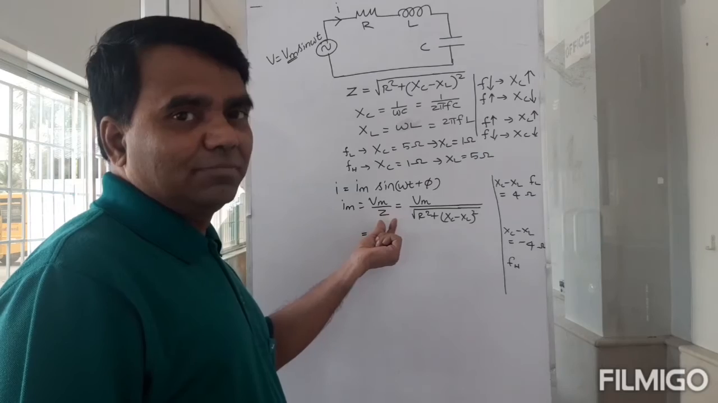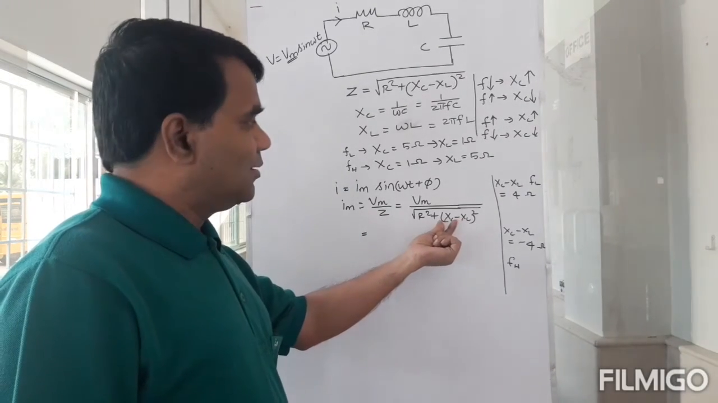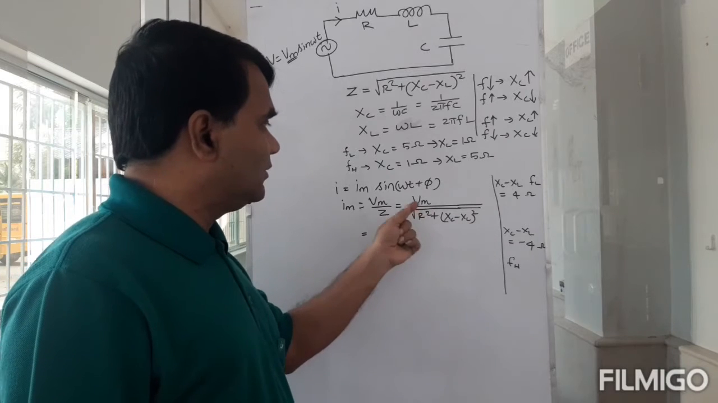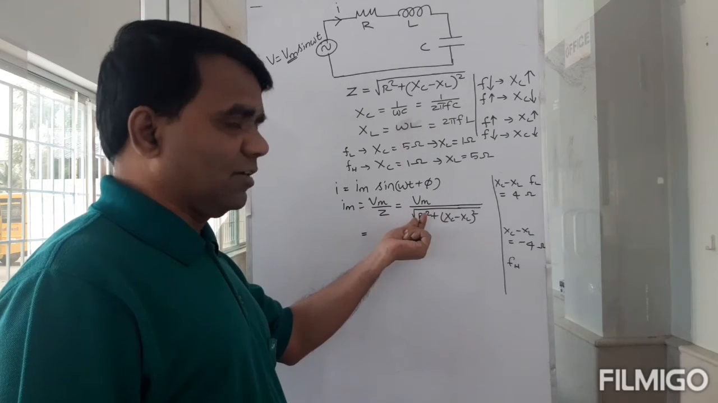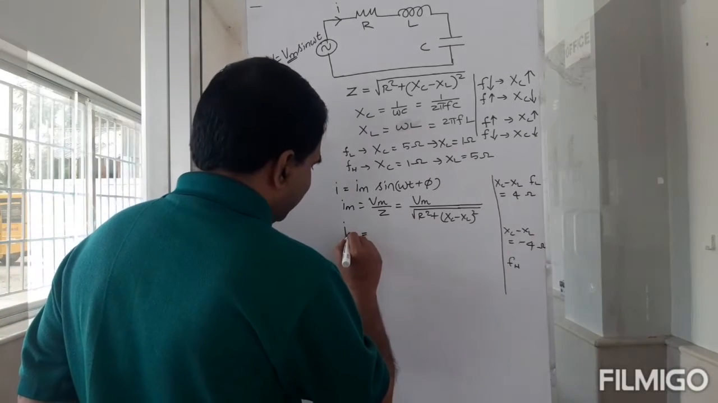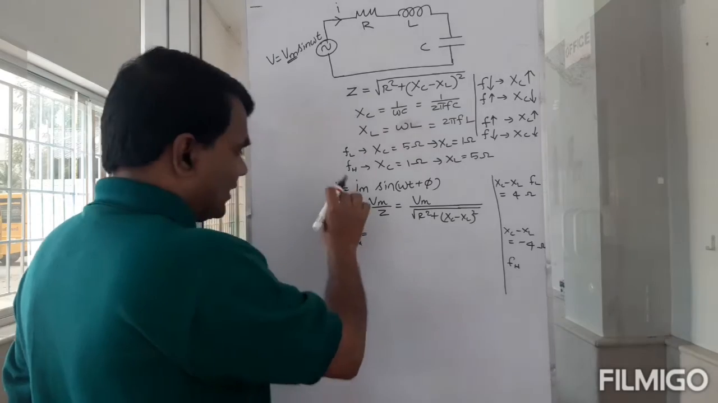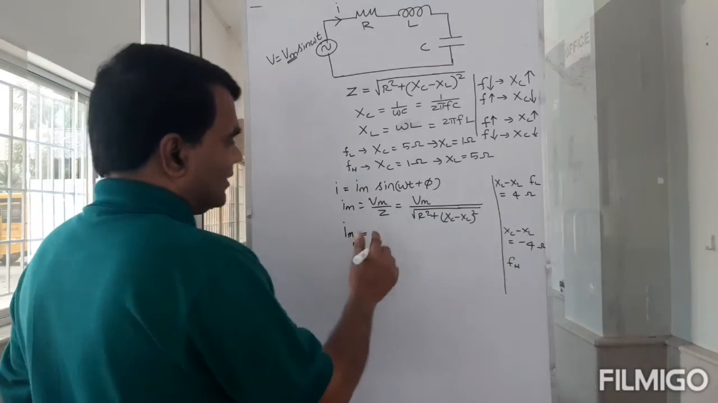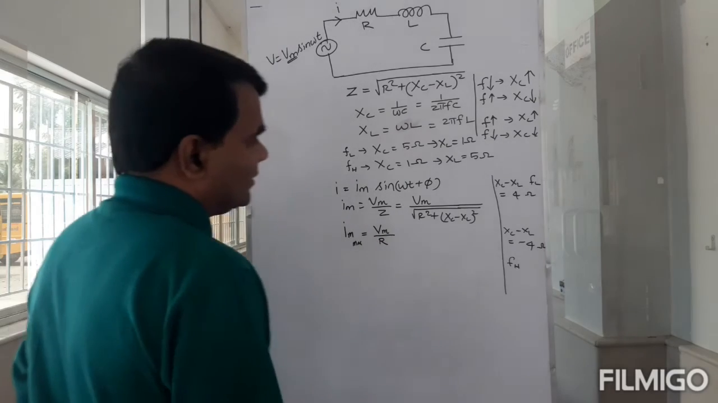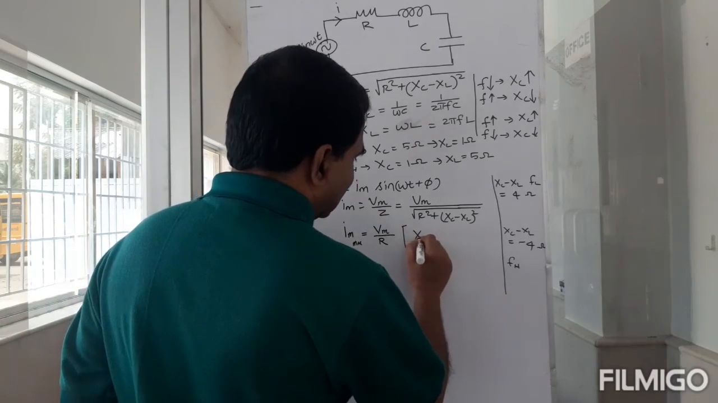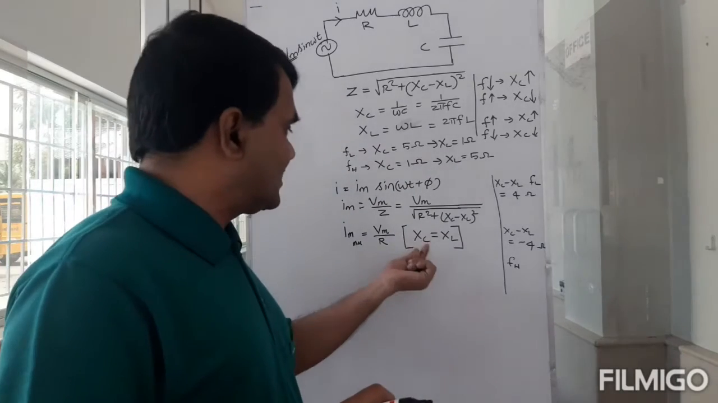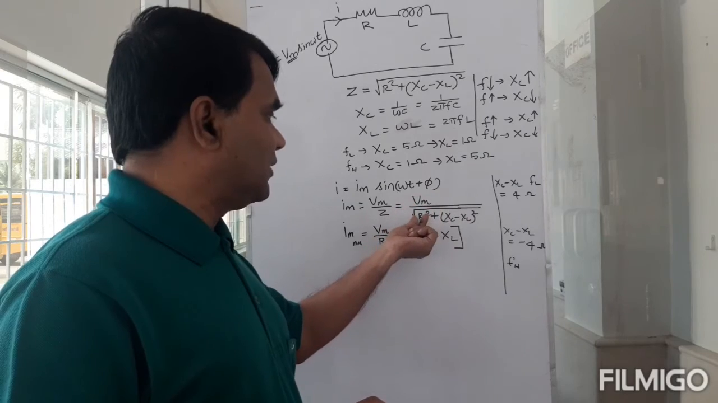When will Z be minimum? Z will be minimum when these two cancel. If this is 0, then Z will be minimum. Z will be simply R. This is 0, then Vm by root of R square, which is R. So that is when Z will be minimum. So the condition is Im max, I'm saying. For Im to be max, Vm by R, that means Xc should be equal to XL.